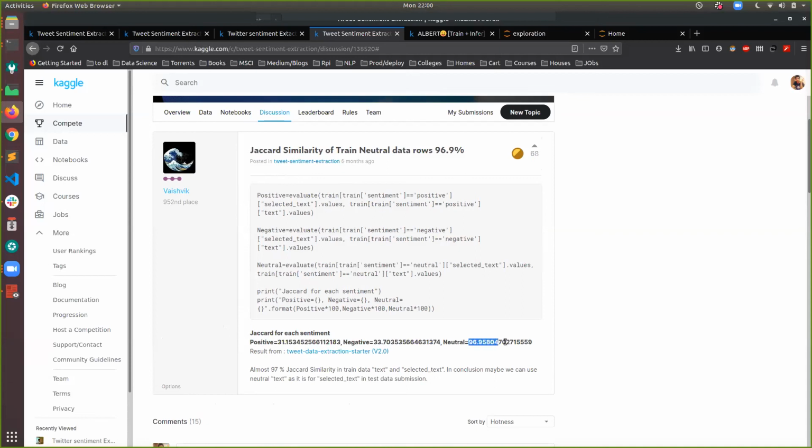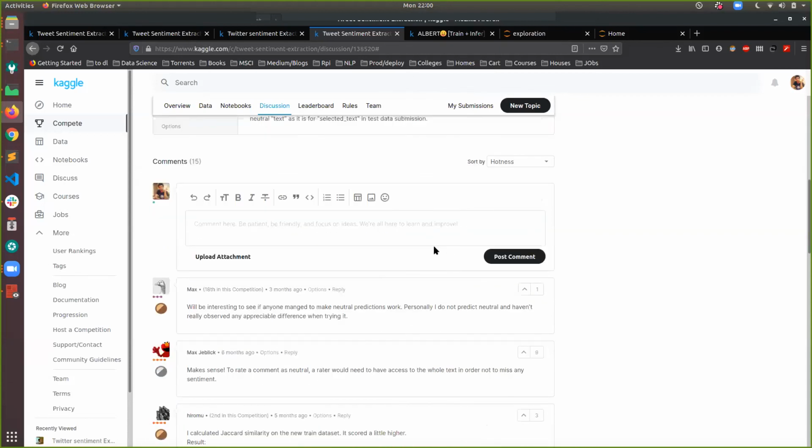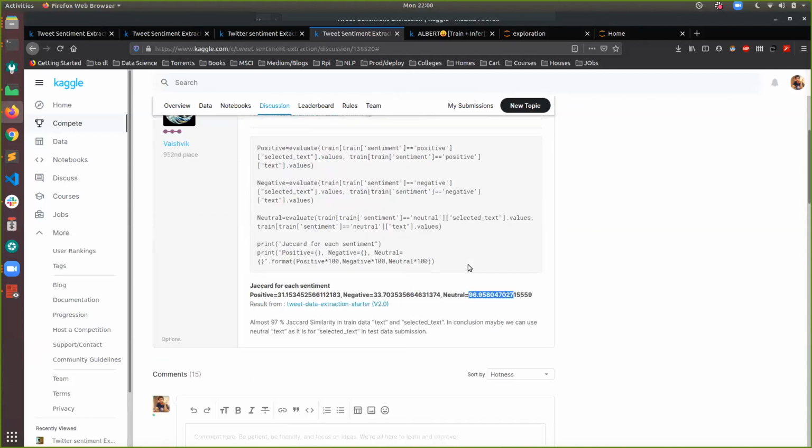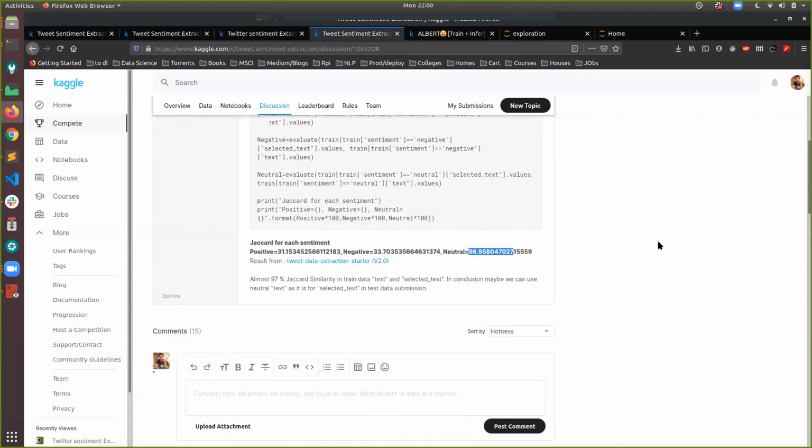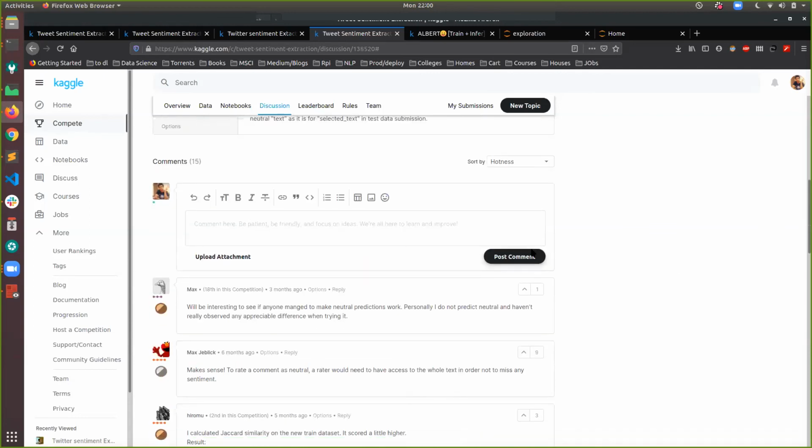For neutral, it's 97. I guess you're literally just taking your labeled selected text and dividing by all the text in each row, right? Pretty much. Yeah. You would take the selected text and see the number of common words with the text, and then divide by the total words. Yeah, what you said is the same thing. That's an interesting insight.